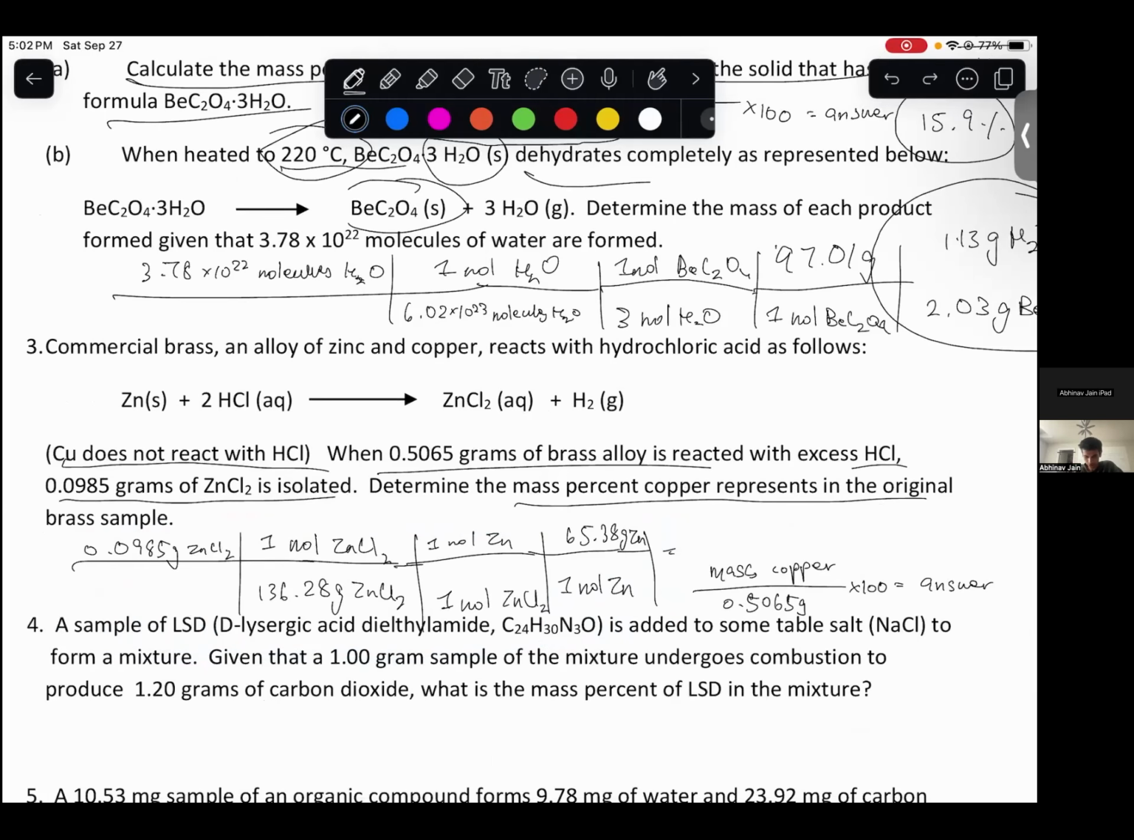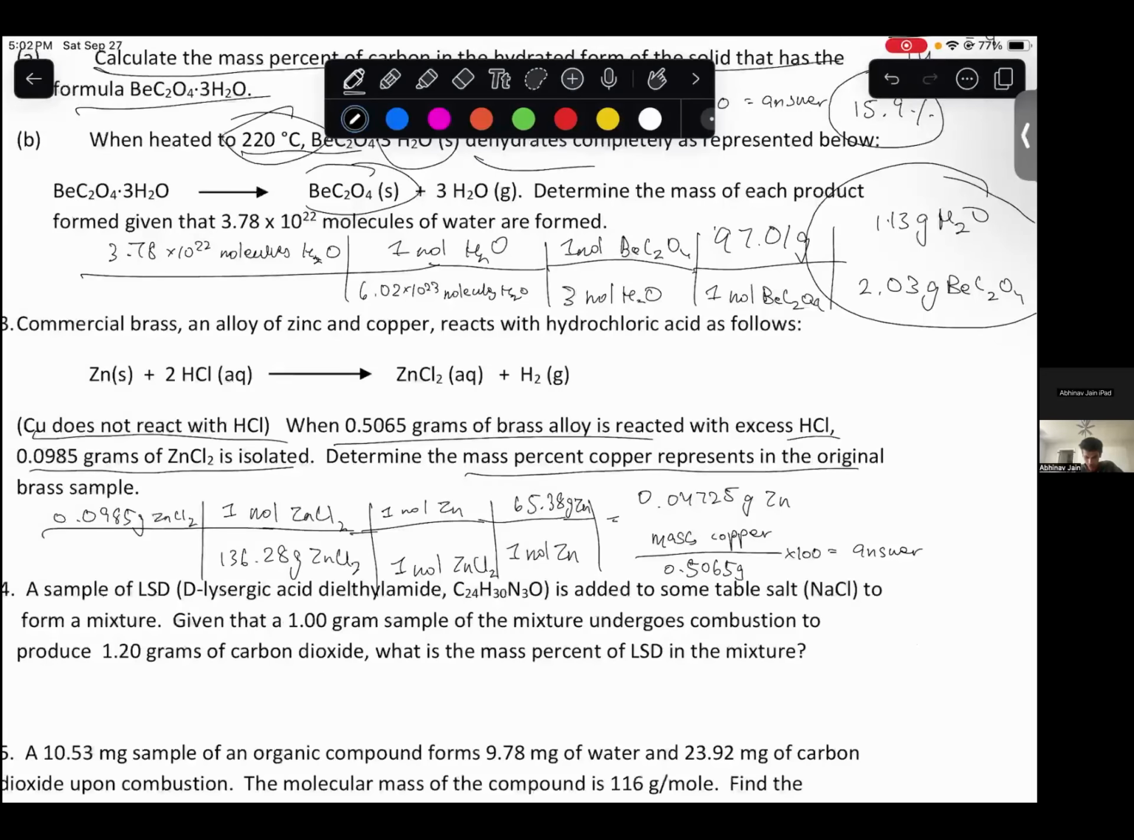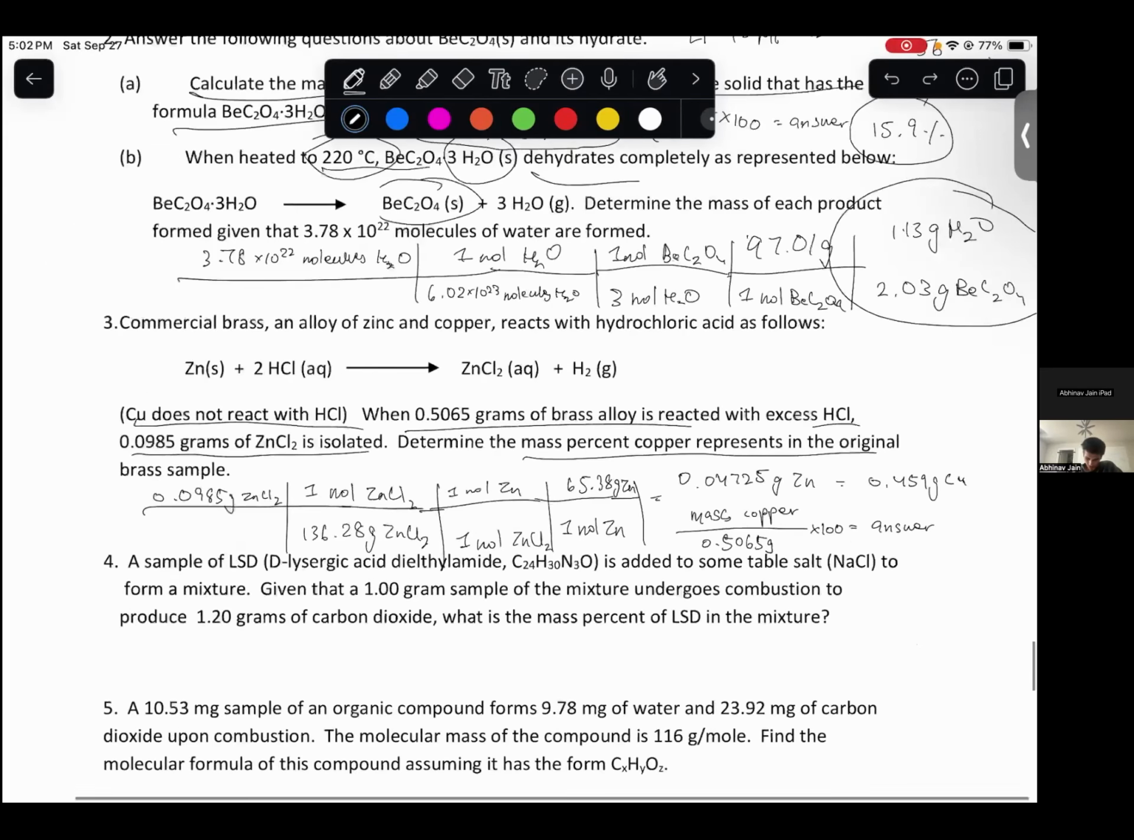So multiply all this out. 65.38 times 0.0985 divided by 136.28. And that'll get us 0.04725 grams of Zn. So let's do the total mass of the sample, 0.5065 minus this. That's going to be 0.459 grams of copper in the sample. So then we divide that by the total mass of the sample, and then times 100. So that's going to get us 90.67%. We're given 3 sig figs as our lowest, so we're just going to say 90.7%. So that's our answer.